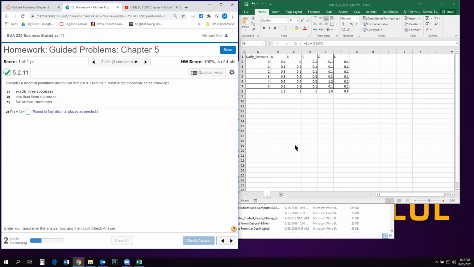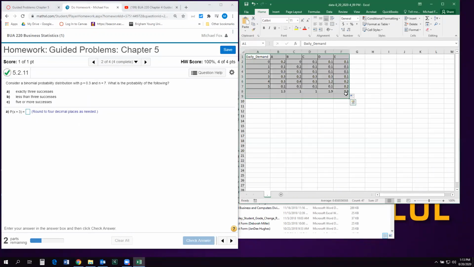All right, so the second question has to do with the binomial probability distribution. It tells us to consider the binomial probability distribution with these parameters: the probability is 0.3 and n equals 7. And remember that in a binomial distribution, it's either a success or not a success. That's it. There are only 2 choices. That's what makes it binomial.